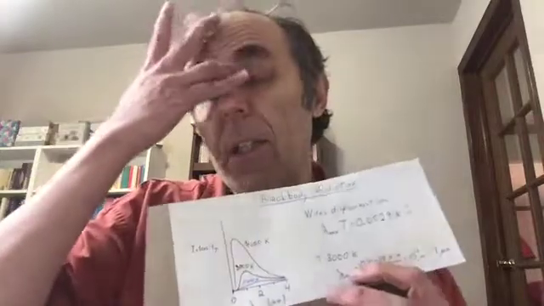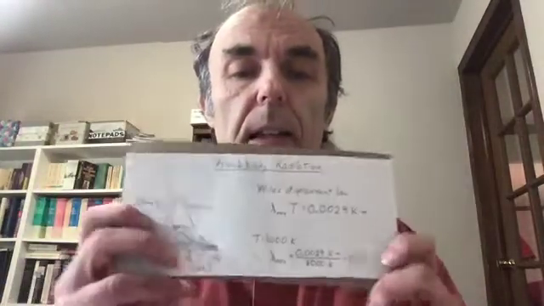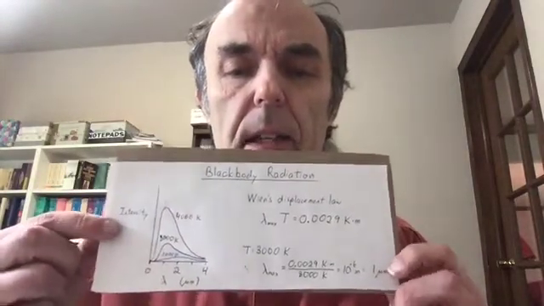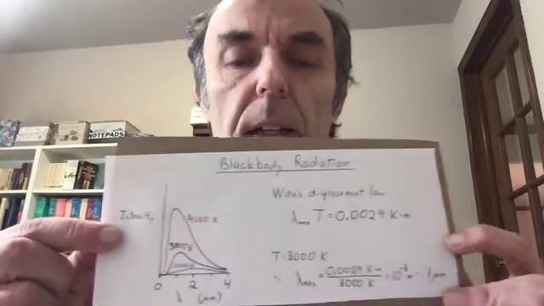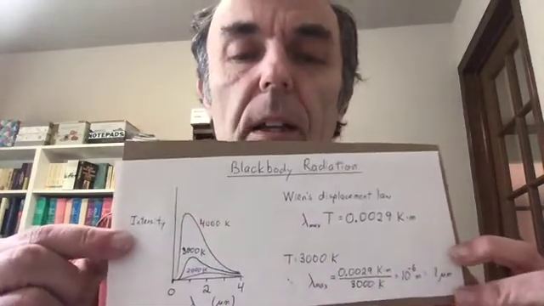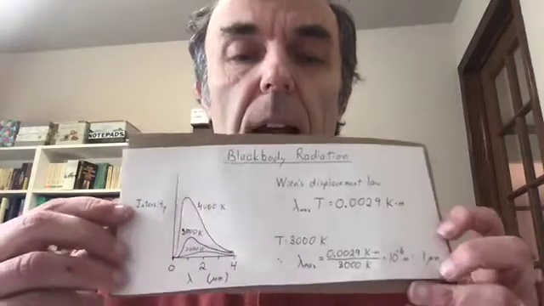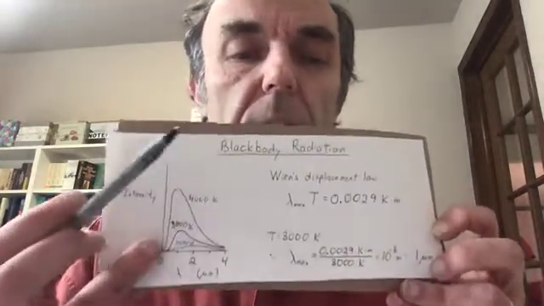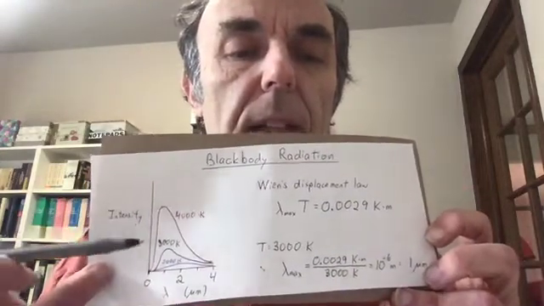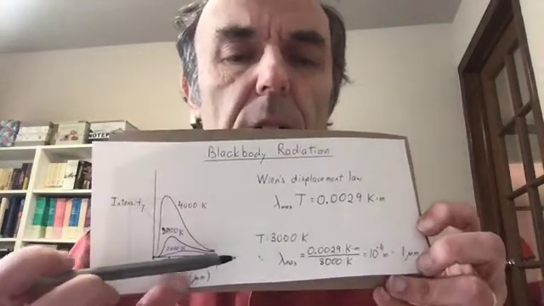Okay, let's move on to blackbody radiation. The idea is that any object at some temperature, T, is going to give off electromagnetic radiation. And so the question is, what sort of radiation? Here's a plot of the intensity of the radiation as a function of the wavelength.